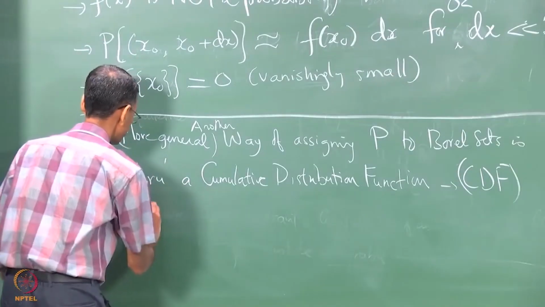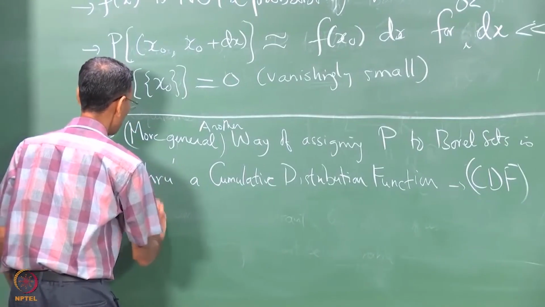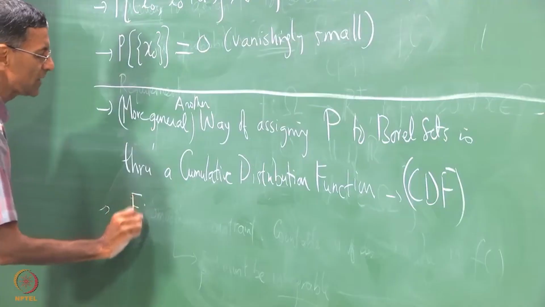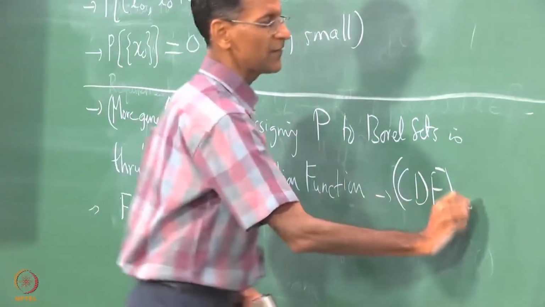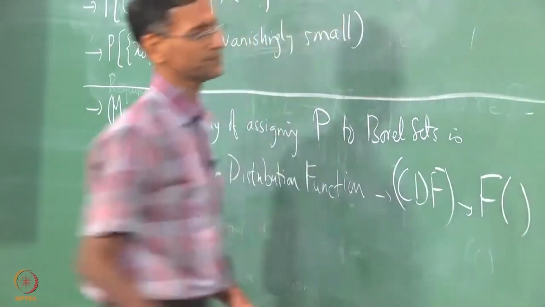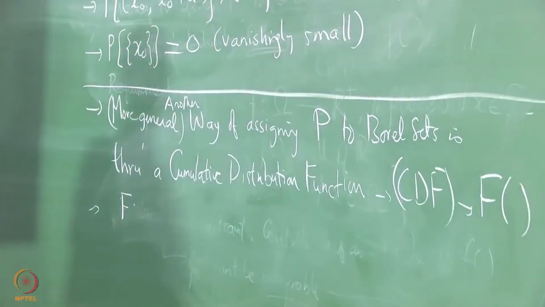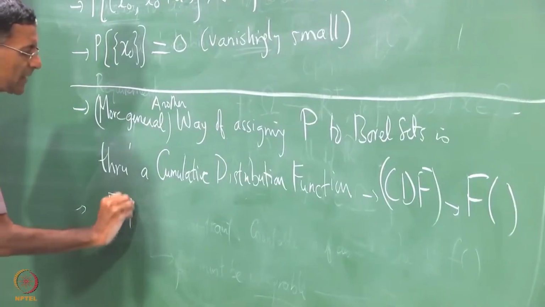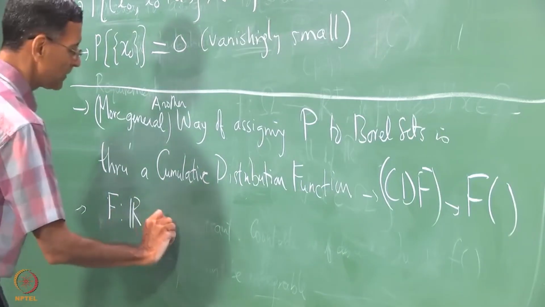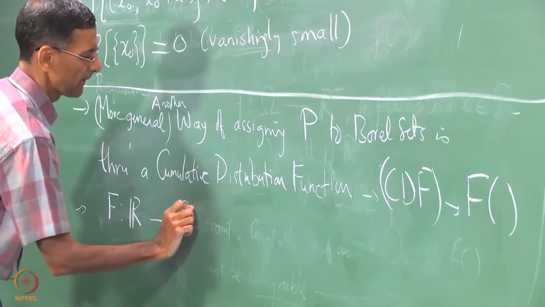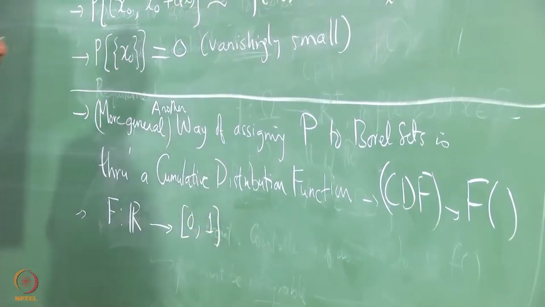So here we have, let us say, a function in general, the function f. Let me call the CDF capital F. So what is the domain of this F? Typically we will define it for the entire real line. It is a probability, so its range is only the interval 0 to 1.